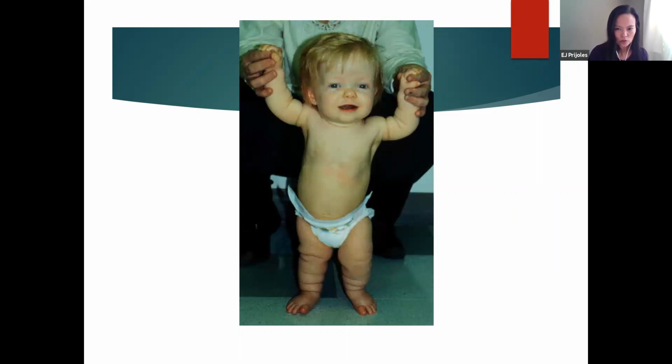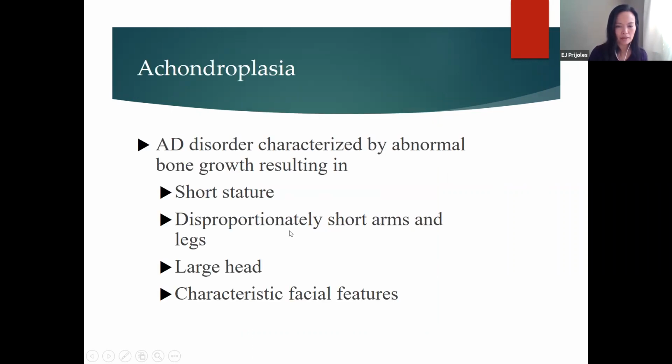And just the typical features of a child with achondroplasia, with this tall bossed forehead and a depressed nasal bridge, and the shortening of the limbs where you see extra skin folds. Again, an autosomal dominant disorder characterized by abnormal bone growth with short stature, disproportionate short arms and legs, and a large head.